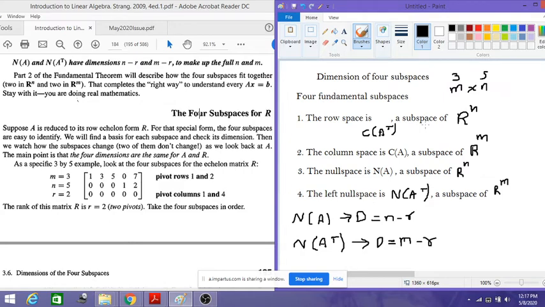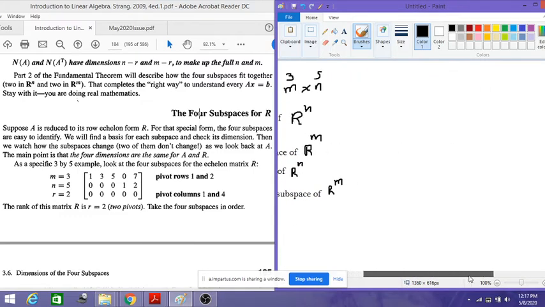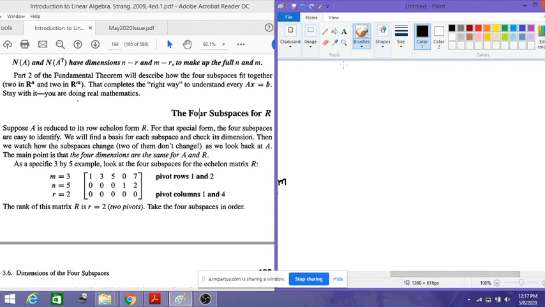These are all subspaces. The row space is a subspace of R^n, the column space is a subspace of R^m, the null space is a subspace of R^n, and the left null space is a subspace of R^m. So now let's take one example here.